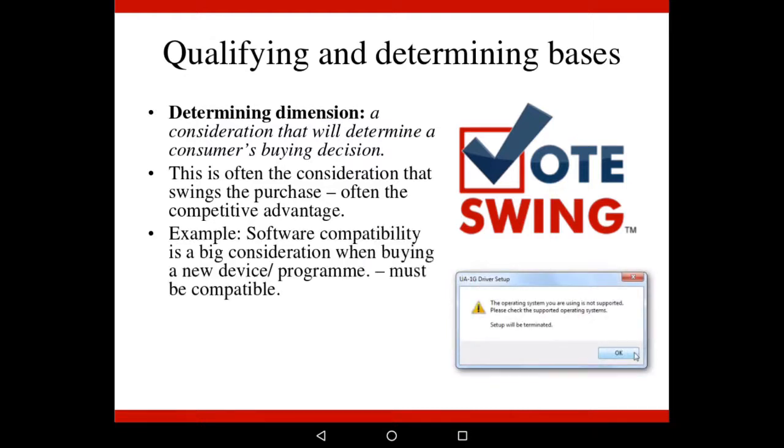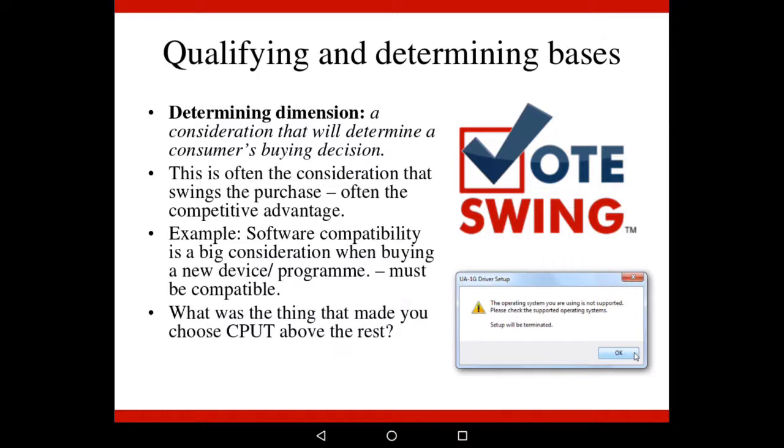For example, software compatibility is a big consideration when buying a new device or program. So if you've got a Windows computer, you're going to want to make sure that the software you're buying is compatible with Windows. That's a determining dimension. If it's not compatible with Windows, you're not going to buy it.